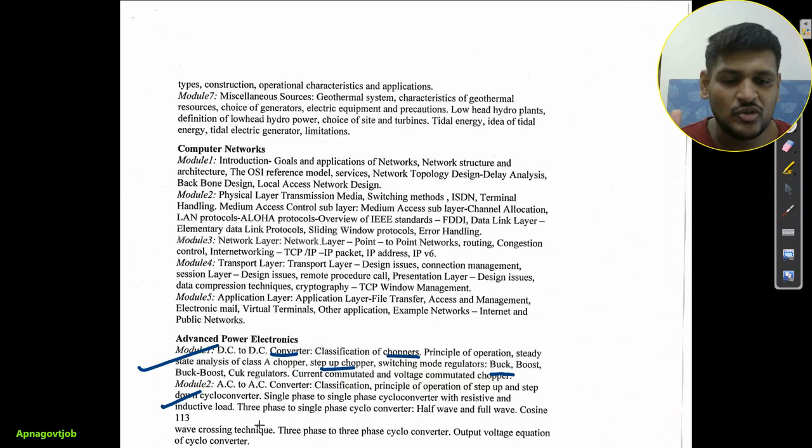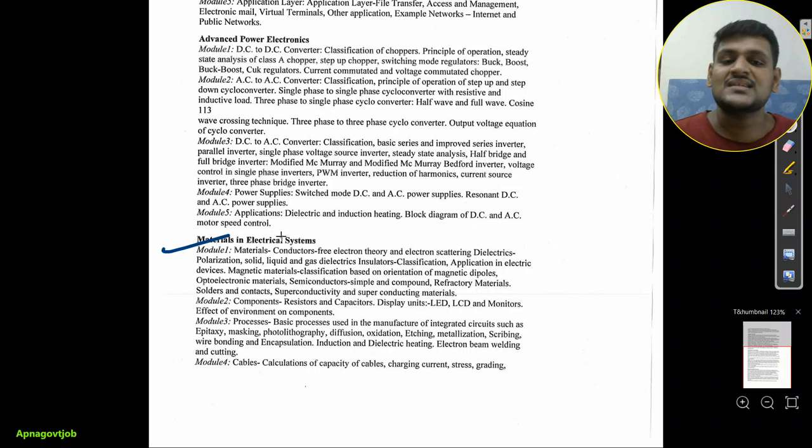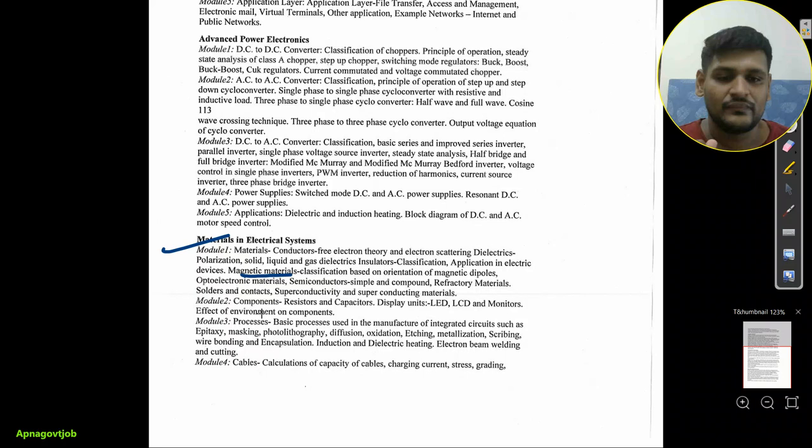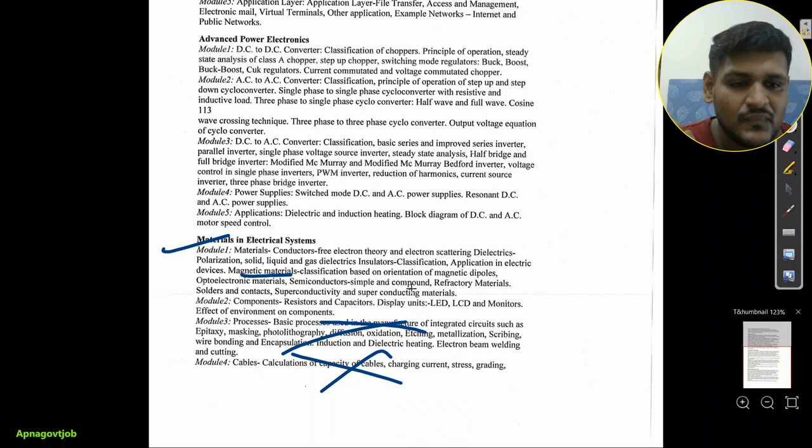Materials in electrical engineering, yes, this also you should do, because basic questions they are asking in the frequent exams, that's why. So in that what you can do, basically magnetic materials, basics of insulator, semiconductor and conductor you can do. Components, resistor, capacitor, you have basic idea of that, right? Processes, basic processes like oxidation. Calculation of capacitor also you can do. Then superconductive materials, this is also important.